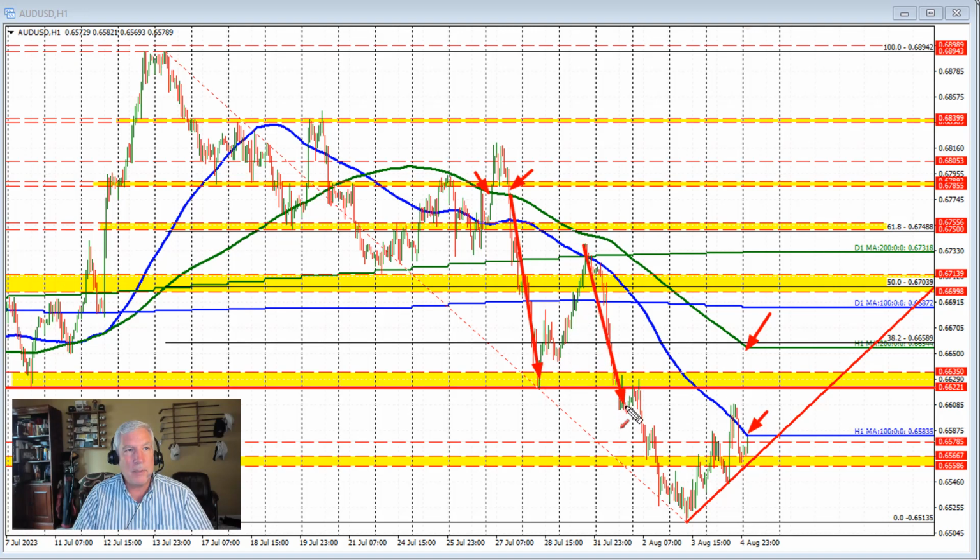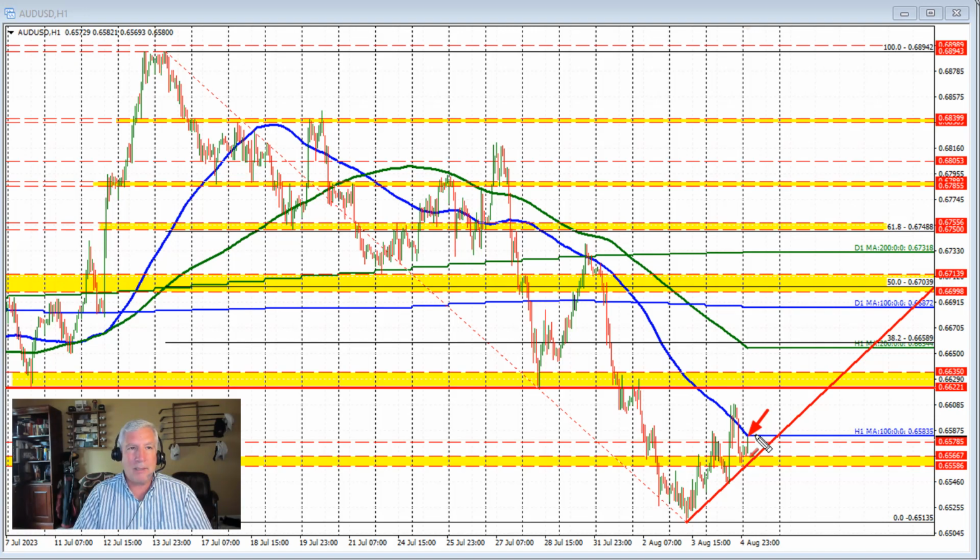This move to the upside saw the price stall in between the blue and green lines. And in trading on Friday, the price moved above the blue line, which was the 100 hour moving average, and once again the market failed and rotated back to the downside. So that brings us to today, where we're seeing the price move higher and test that blue line right here, that 100 hour moving average at 0.6583.